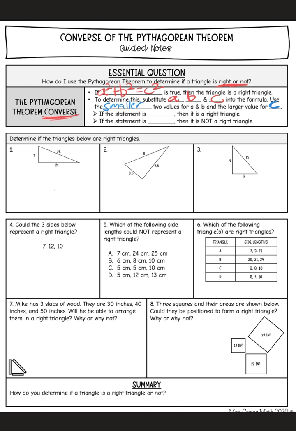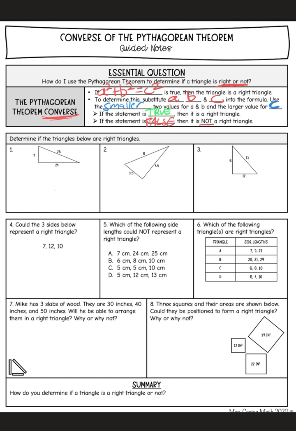If the statement is true, then it is a right triangle. If it's true that a squared plus b squared equals c squared, then it's a right triangle. If the statement is false, then it is not a right triangle.